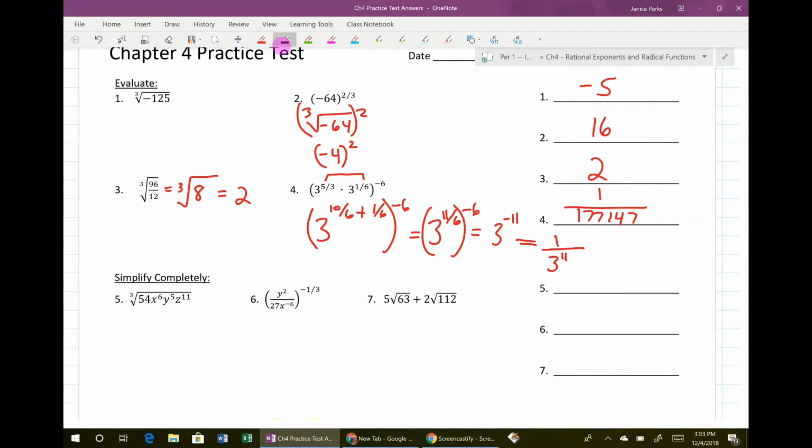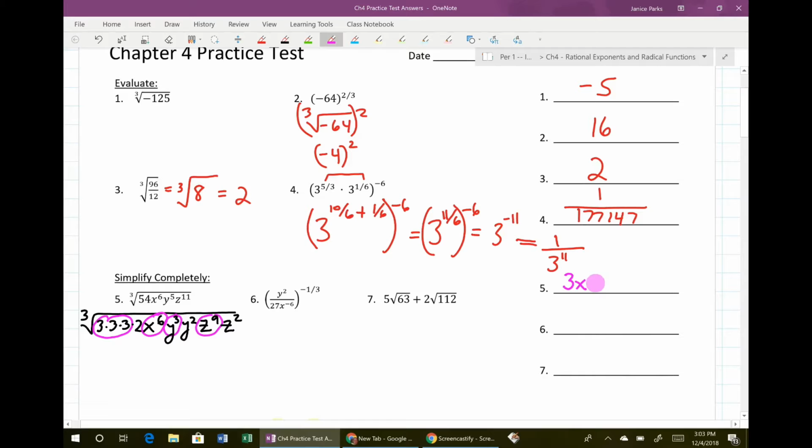For number 5, we're going to put everything into primes, or at least into multiples of 3. So 54 is 27 times 2. Then the exponents, I'm going to make those divisible by 3. So x to the 6th, y to the 3rd times y squared, z to the 9th times z squared. Then you can circle groups of 3, which are perfect cube roots. So the 3 will come out of the radical.